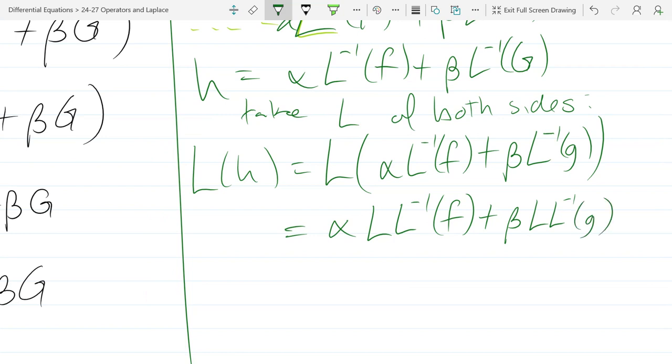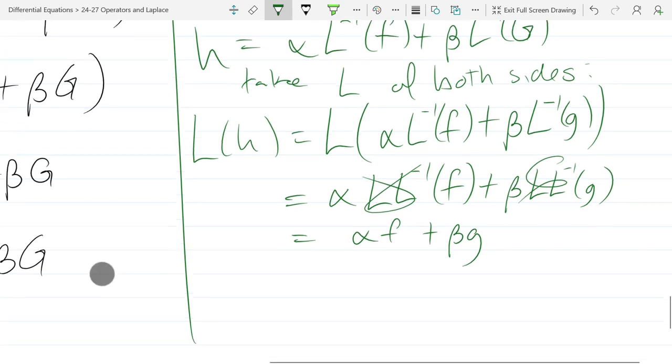Why am I allowed to distribute L across addition and scalar multiplication? We just proved that it's a linear operator, so the L operator can be treated as a linear operator. We didn't show the inverses yet. And of course, L of L inverse is going to cancel out. So cancel, cancel, and we get alpha F plus beta G. And that's L of H.